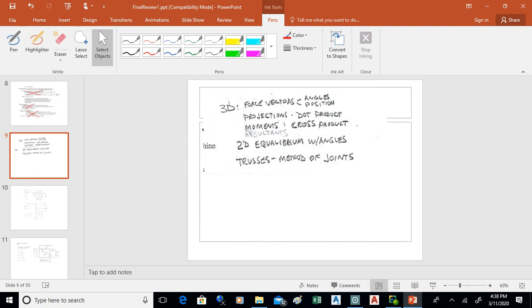So I'll have you for sure do a 3D force vector. And then I might have you do a projection with it. I might have you do a moment with it. Or I might have you do a resultant. Okay, projections are a dot product, F dot UR. Moments are a cross product, R crossed F. And resultants are adding vectors together by component, X, Y, and Z components.